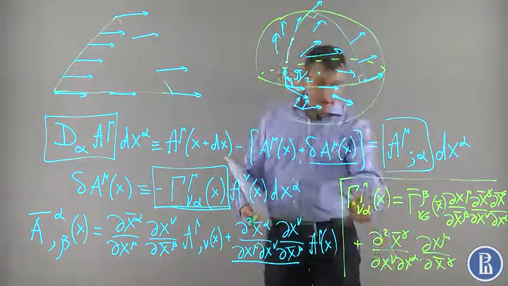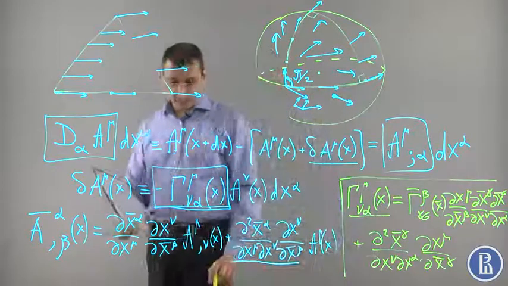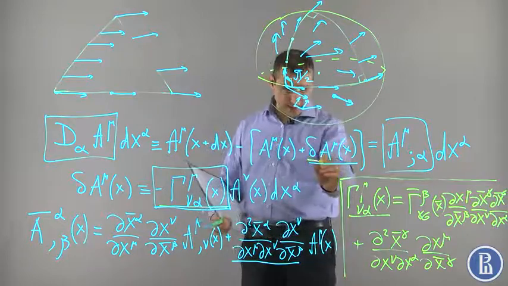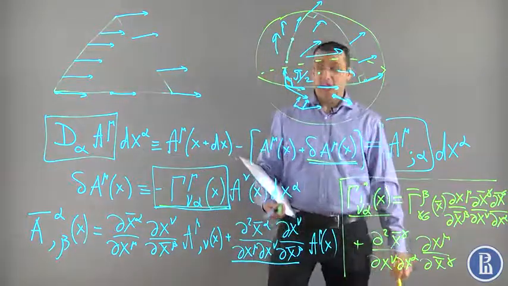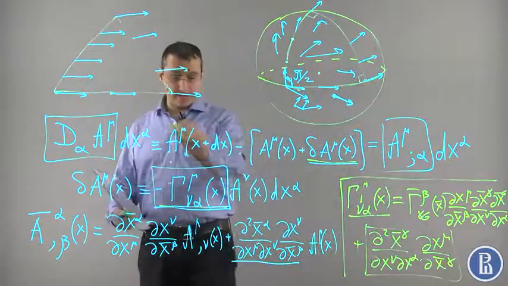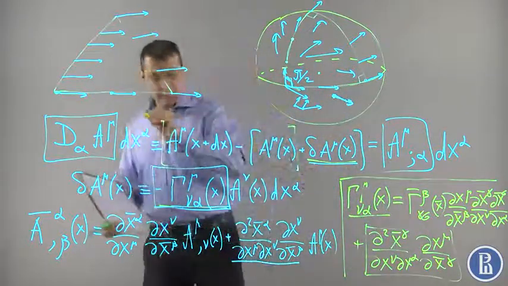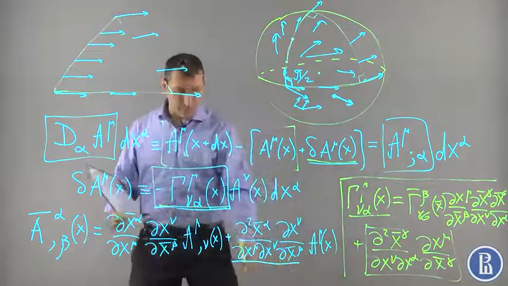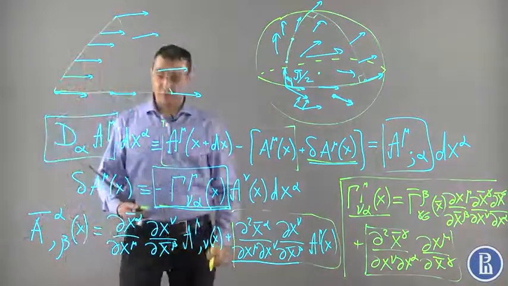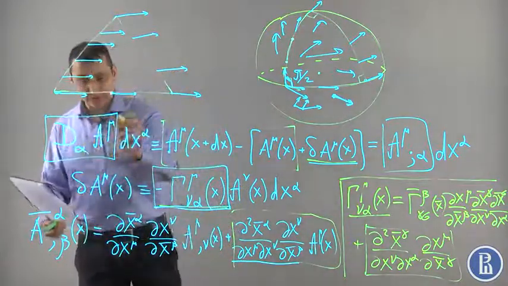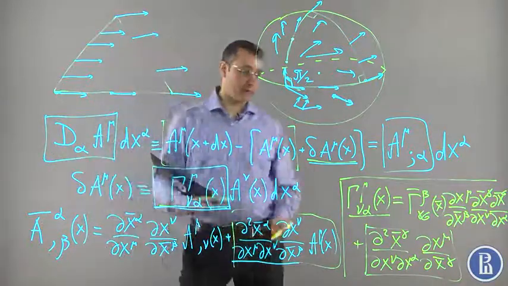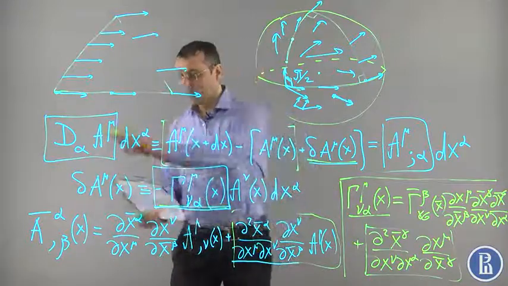So if this gamma transforms according to this rule, that means that this transforms according to this rule. And this transformation, due to this term, compensates this term. As a result, this transforms as a two-tensor, a tensor with two indices, meaning appropriately, under coordinate transformations. That was the goal, to define the covariant derivative.